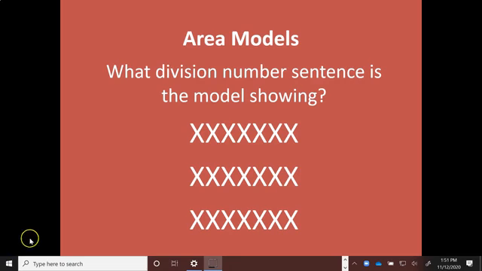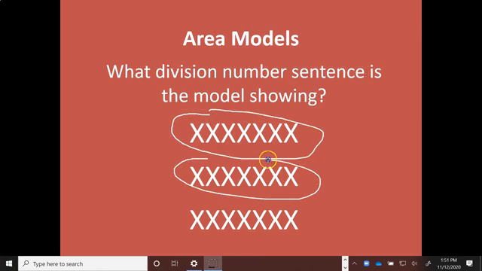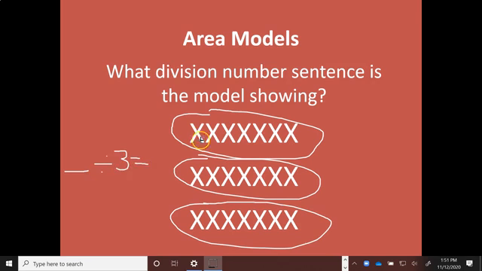Okay, let's take a look at this one. This has a group or groups of x's. What division number sentence goes along with this model? Well, I can see clearly that there are 3 groups. So I've got something divided by 3 groups, and I know my answer of how many is in each group.